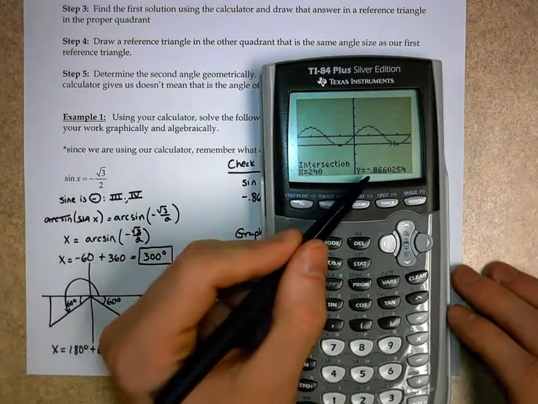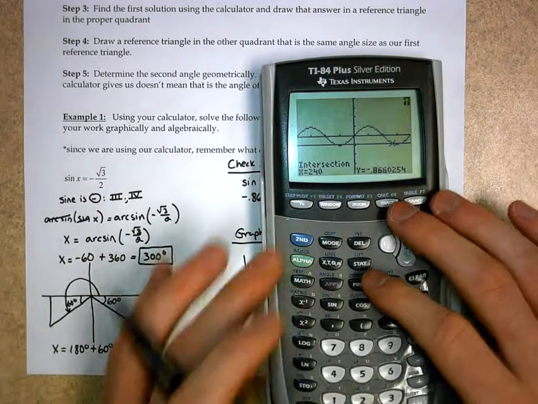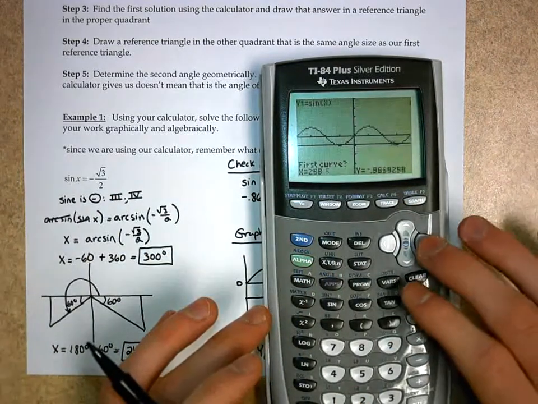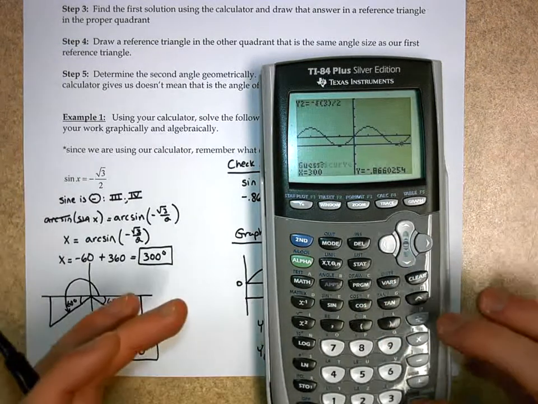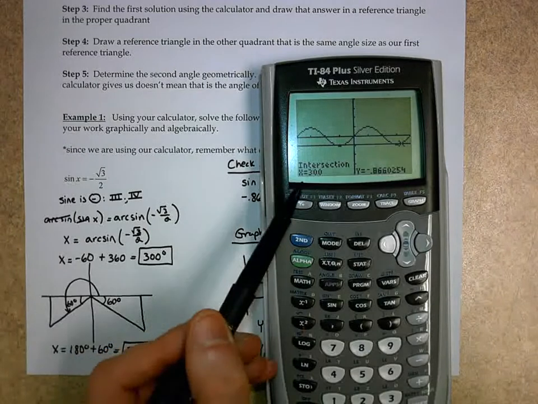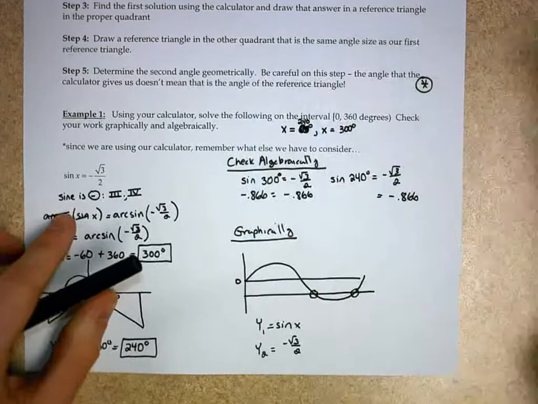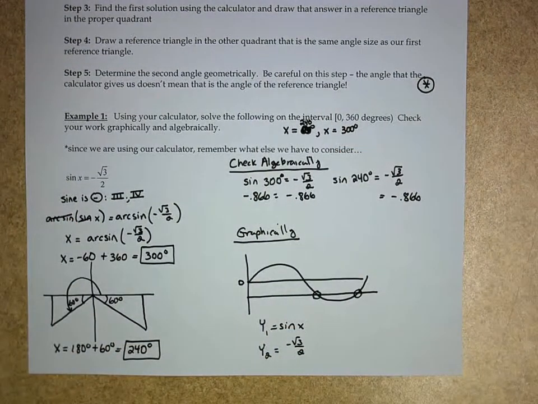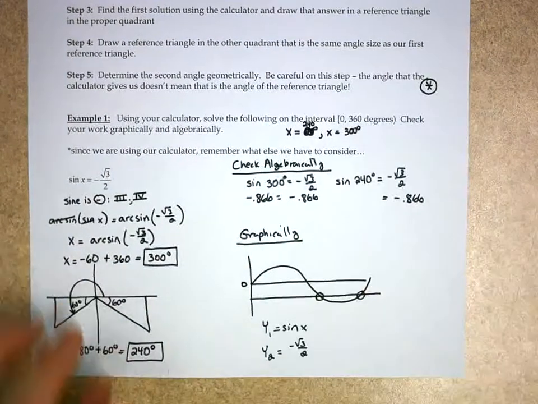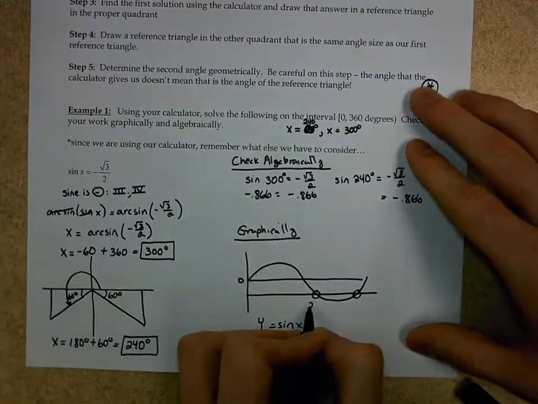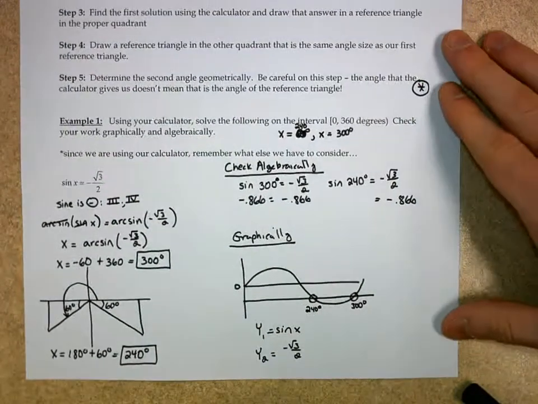And you can see right there the intersection is 240 and negative 0.866, the exact same thing that we had before. We'll also then confirm that second intersection by moving over to 300 degrees. We can see the intersection there is 300, negative 0.866. And so that confirms that my two answers are 240 and 300. When I do the intersection, I get that exact x value that I was looking for. So this is 240 degrees. That intersection is 300 degrees.